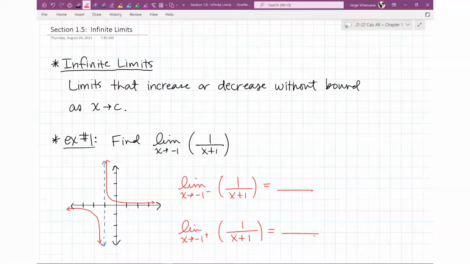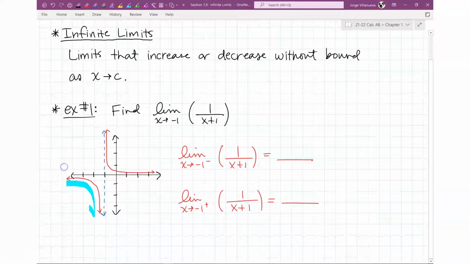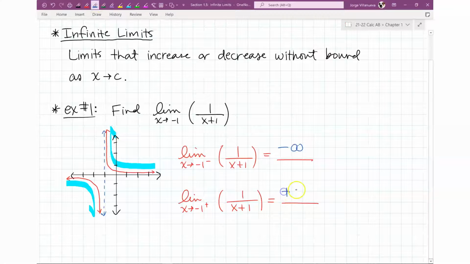So as we approach -1 from the left, where is that going? Negative infinity, right? That's going towards negative infinity. That's an infinite limit. What if I approach from the right side and get close to -1? Where's that going? That's positive infinity. Does a limit exist? Do the left and right hand limits even have a chance of being the same? No, right? So a limit does not exist.